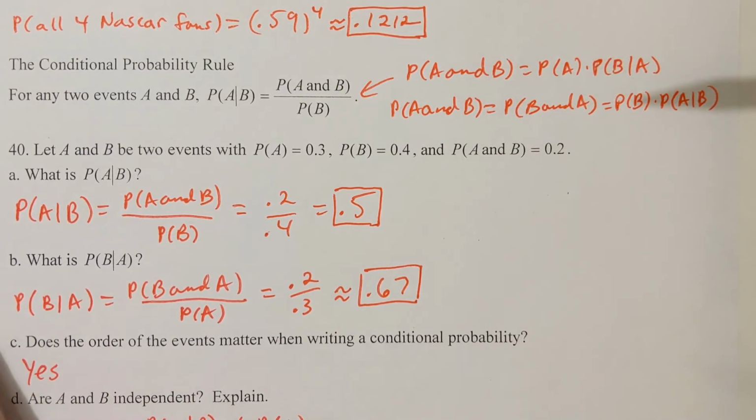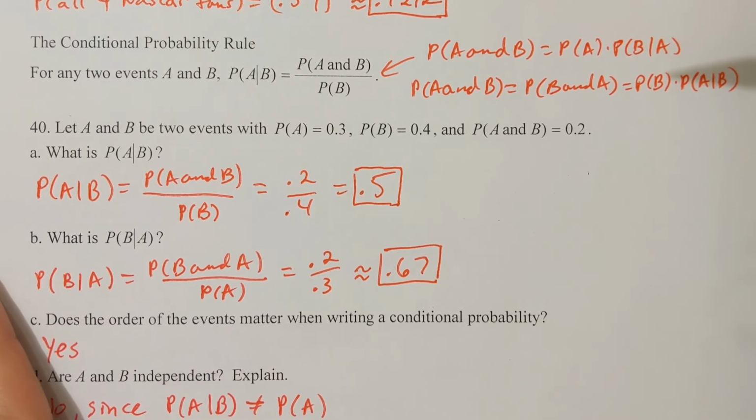Okay, so problem 40 says let A and B be 2 events with the probability of A equaling 0.3, the probability of B equaling 0.4, and the probability of A and B equaling 0.2. Part A, what is the probability of A given B?